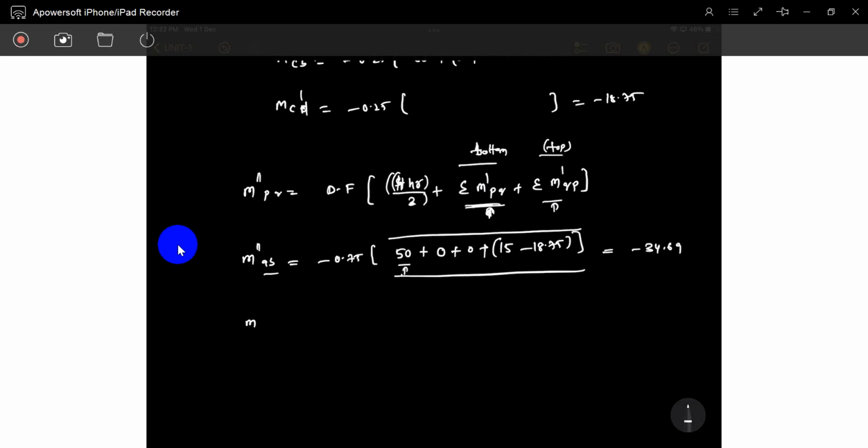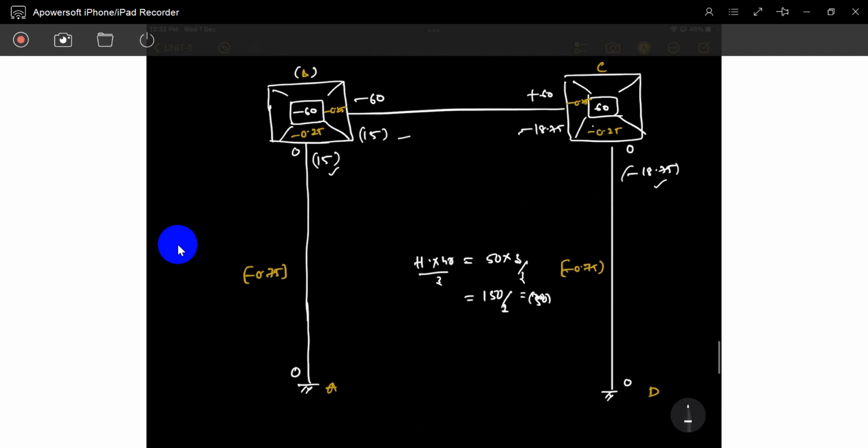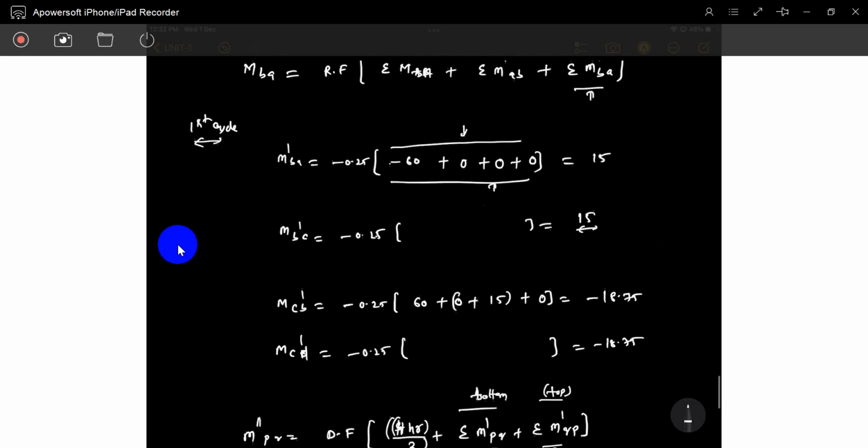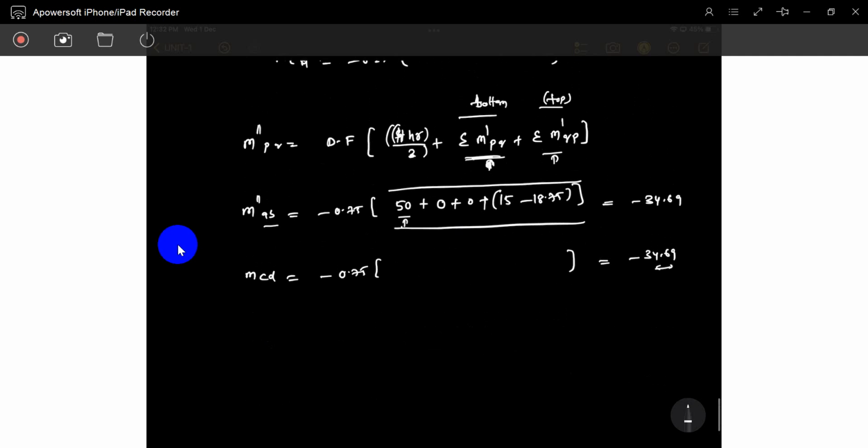Next, for the CD column also, just the displacement factor is changed. The sum is fixed, you will get the same thing. So for that I write here minus 34.69. Here also minus 34.69. That's it. The first iteration is over. So now we go to the second iteration.